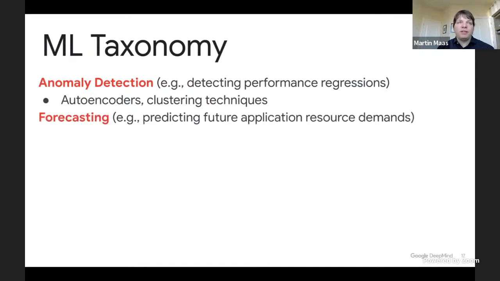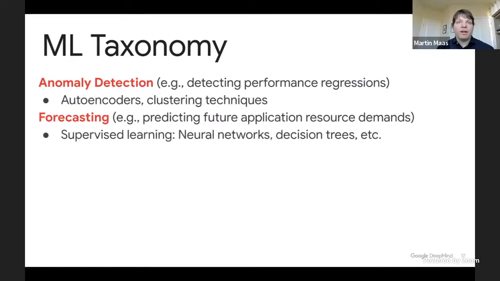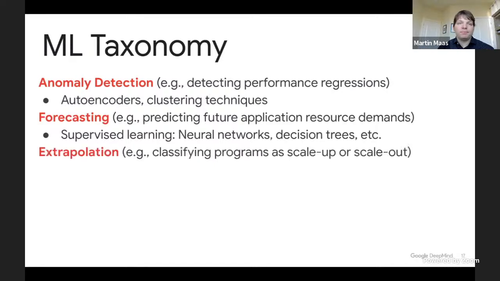shared pattern between these different ML for systems problems is forecasting. So trying to predict the future application behavior. For example, what are the future resource demands of an application? And this is also a well-established field. People use time series modeling with neural networks, decision trees, etc. It's a common application of supervised learning.